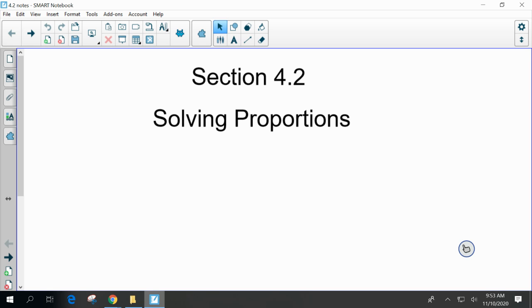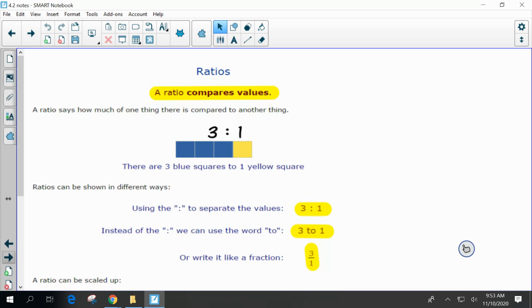Section 4.2, solving proportions. So the first thing we're going to talk about are ratios. A ratio compares values. These are three ways you would see a ratio written. So you can either write it 3:1 using a colon, or you could write it like a fraction. This method right here is probably the most common you're going to see in math class now that you're older, but these are also ways you can see ratios.